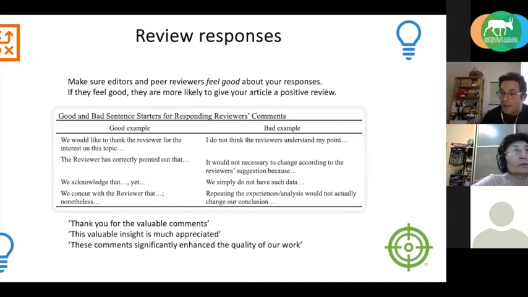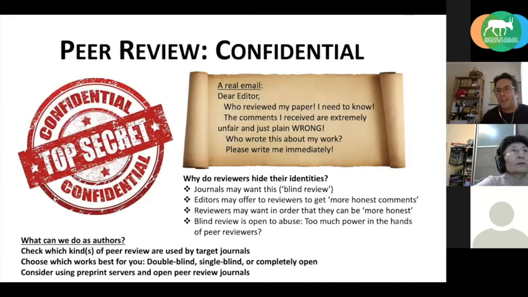If an editor reads that, if a reviewer reads that, they think, I've made a valuable comment. I've made an insight. I've been appreciated. They feel good about your work. They're more likely to make a positive decision about your work when they have to comment on it again. So being negative, being aggressive, being down about these decisions, these comments is not a good strategy to make sure that your work gets accepted.